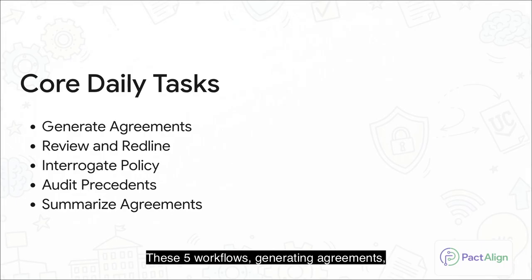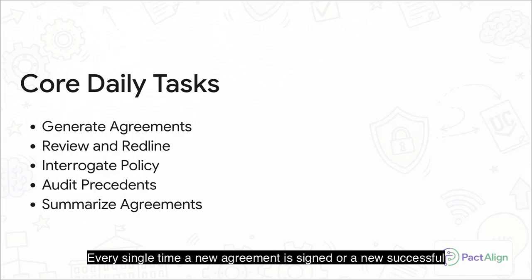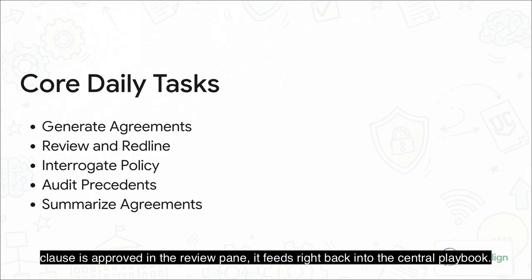These 5 workflows, generating agreements, reviewing and redlining, interrogating policy, auditing precedents, and summarizing complex documents, all run natively in one localized platform. Every single time a new agreement is signed or a new successful clause is approved in the review pane, it feeds right back into the central playbook.